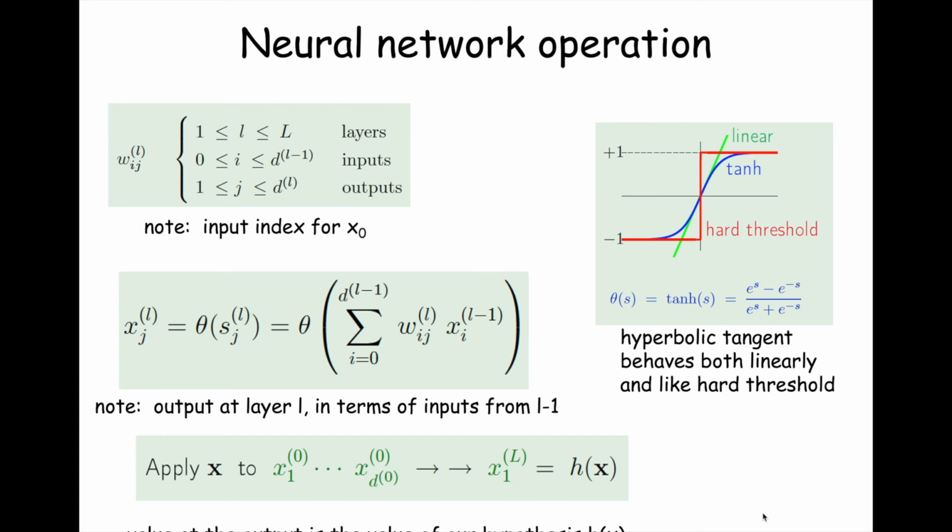Does that make sense? And if you're using hyperbolic tangent, this h of x, because it's the result of computing hyperbolic tangent on some signal, is going to give you some output that's either +1 or -1. And in this fashion, you've implemented a classifier. Does that make sense? Any questions about this?